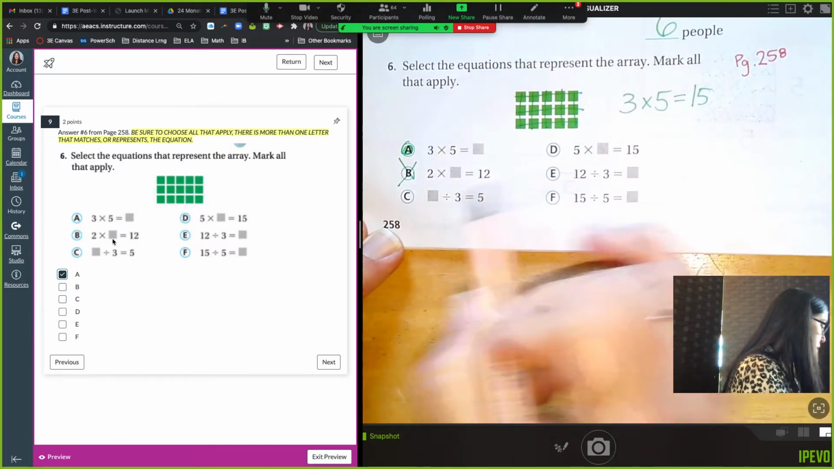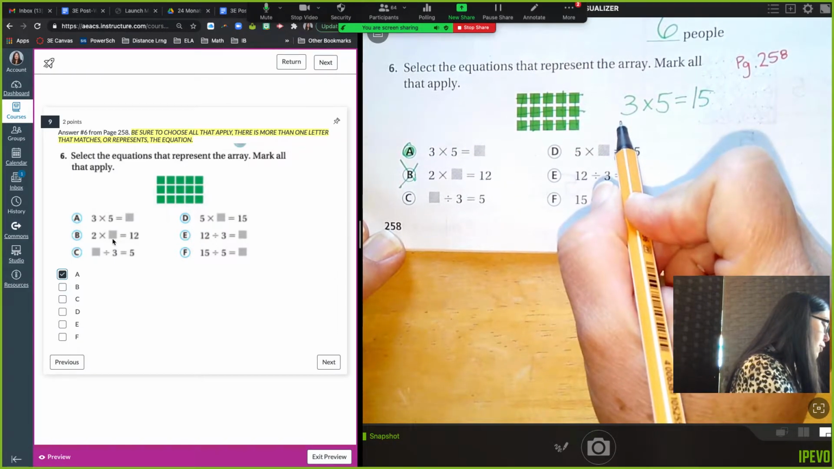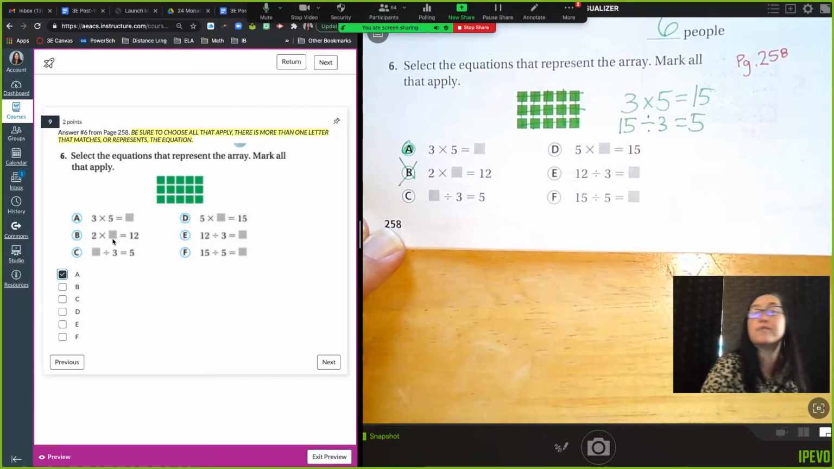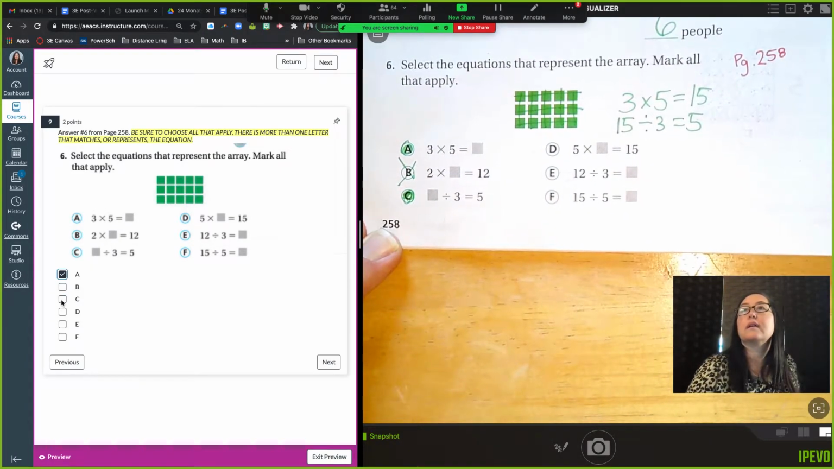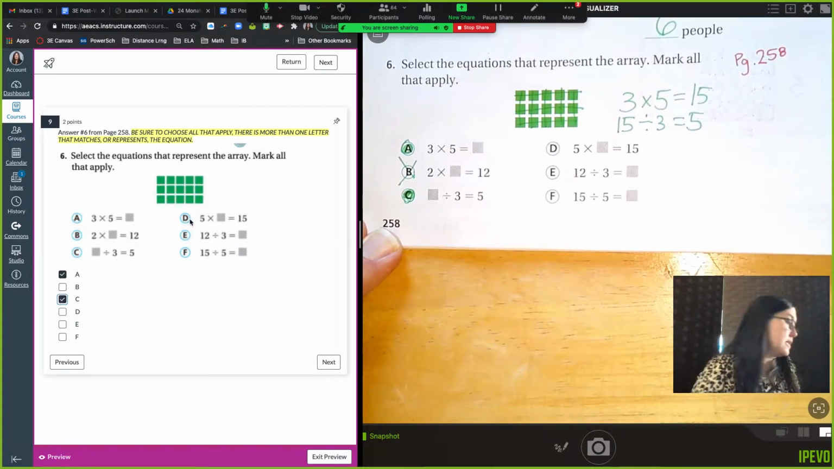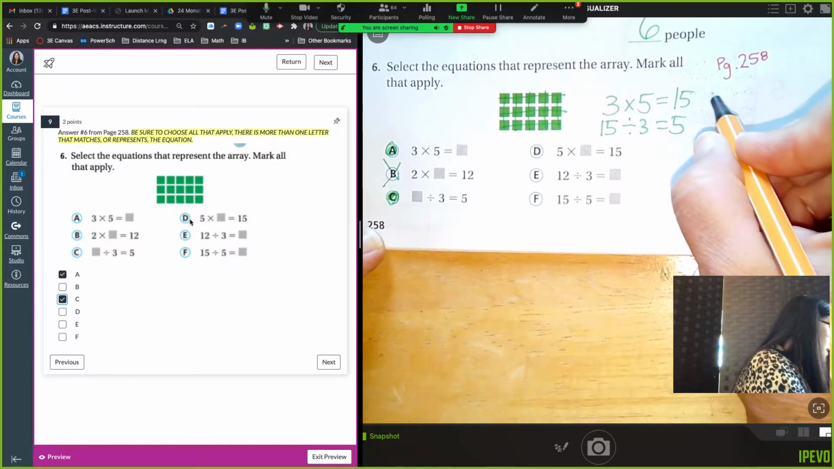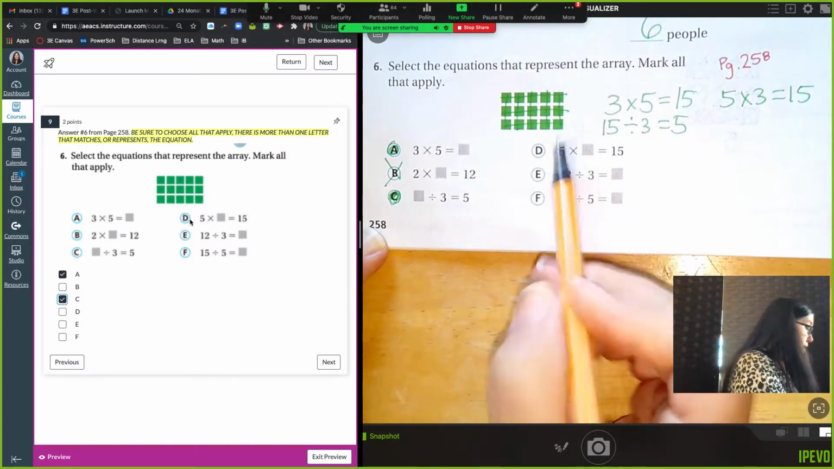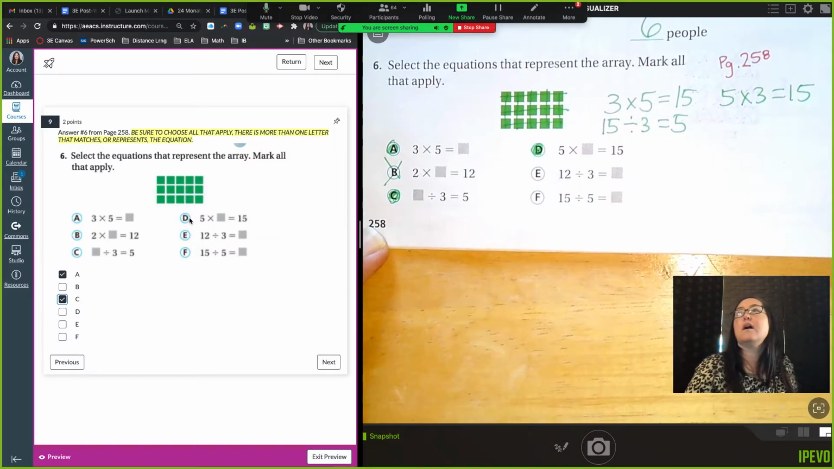How about something divided by 3 equals 5? Well, if I think of my fact family for 3 times 5, I could do 15 divided by 3 equals 5, right? That could work. So C also is an answer that works. Looking at D, the turnaround fact for 3 times 5 is 5 times 3 equals 15, right? That could be 5 times something. So D also works. And I'll click down here.